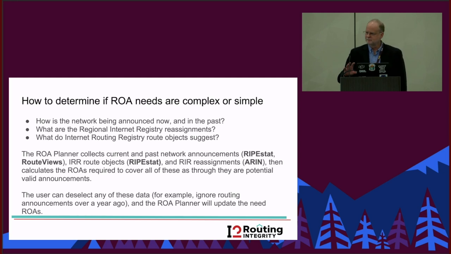This tool is going to go get data like that, and it's going to try to calculate the ROAs required to cover all of these things as though they represented routes that might occur today. So if there was a route in the past, or if there was an IRR route object, it's going to assume that those could be routes today, and it's going to calculate the ROAs to cover them all.